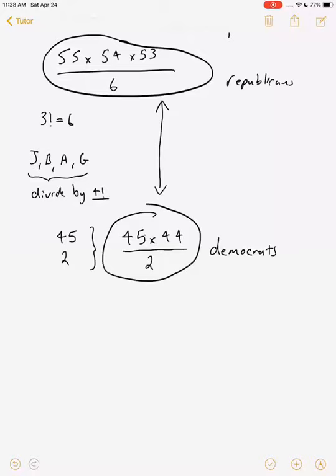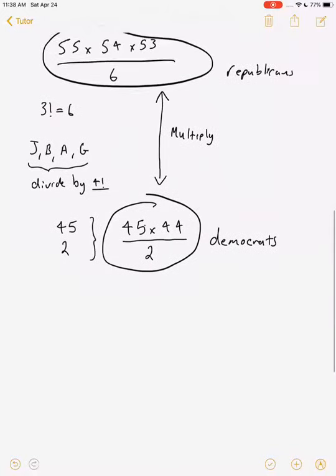Because remember, this is an and statement, meaning we're going to choose 3 Republicans from 55, and we're going to choose 2 Democrats from 45. If this was an or statement, and it was one or the other, in that case, we could add them. Because it's an and, what do we do for and? We don't add, we multiply. Yes, we multiply, okay?